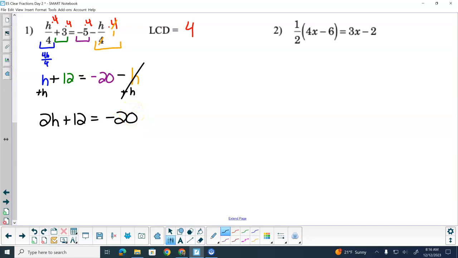If my variables went left, my numbers go which way? To the right. How am I going to make them go to the right? Subtract 12 from both sides. Negative 20 minus 12 is negative 32.